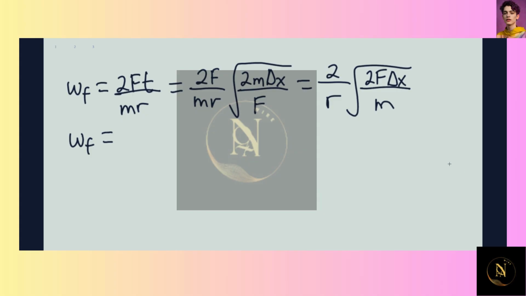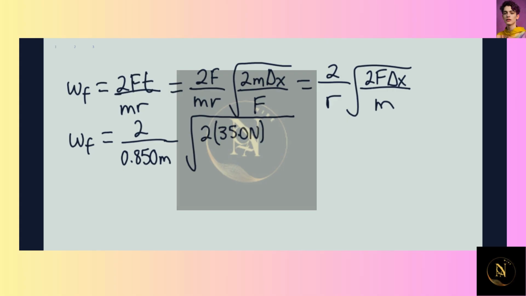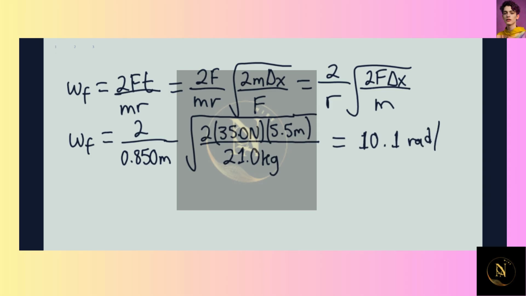Omega final would be equal to 2 over 0.850 meters multiplied by the square root of 2 times the force of 35 newtons multiplied by 5.5 meters divided by the mass of 21.0 kilograms. This is equaling 10.1 radians per second.